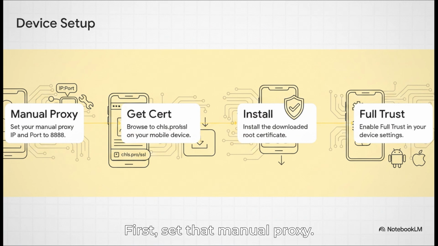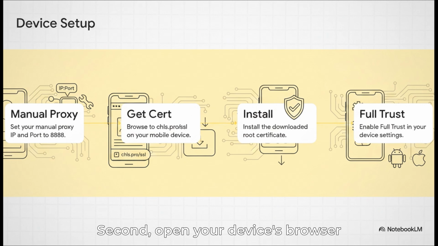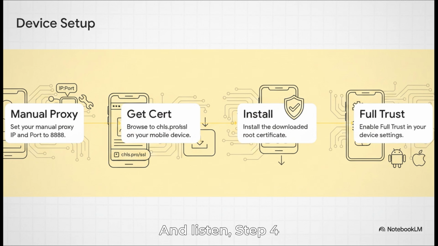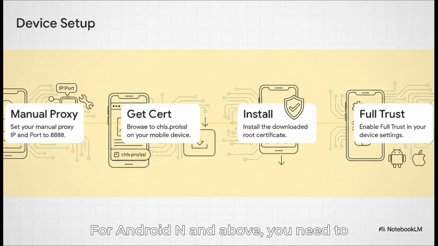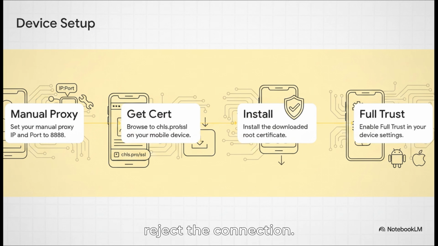Okay, so here's the exact workflow. First, set that manual proxy. Second, open your device's browser and head over to chls.pro/ssl. Third, install the certificate it downloads. And listen, step 4 is absolutely vital. If you're on iOS, you have to manually go into your settings to enable full trust for the Charles root certificate. For Android N and above, you need to add a network security config file to your app. If you skip this step, your device is just going to flat out reject the connection.